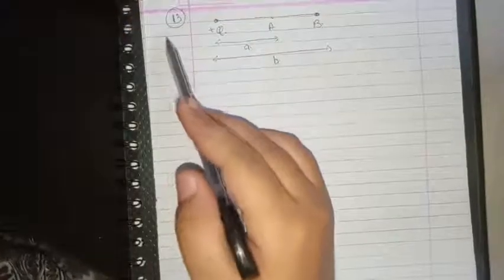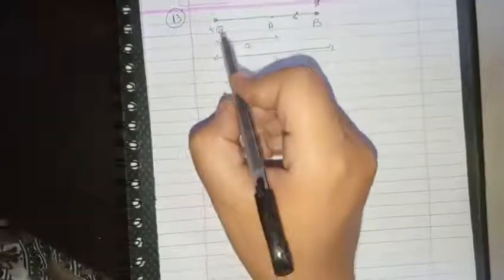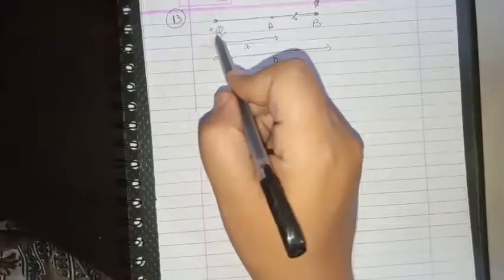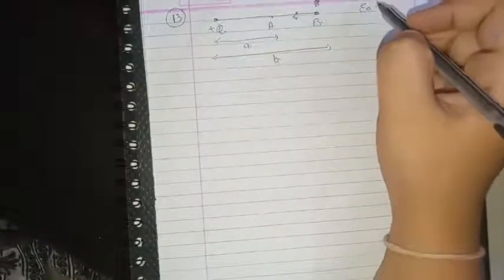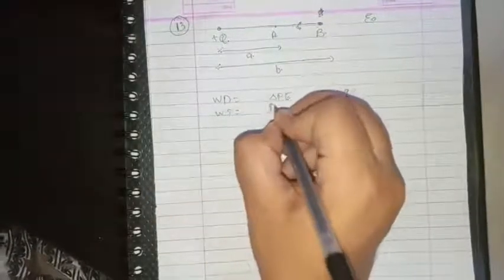In question number 13, a positive charge small q is carried from point B to point A in the electric field of a point charge plus Q, the permittivity of free space is given as epsilon naught. We want to find the work done in this process. Here work done will be the change in potential energy of charge q. So work done will be final potential energy minus initial potential energy. Finally, the charge small q is at point A.